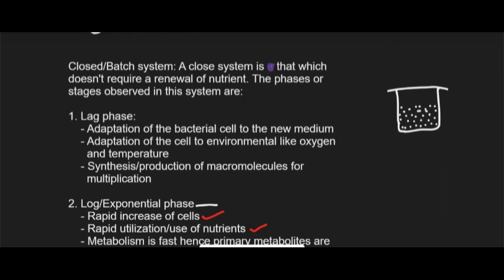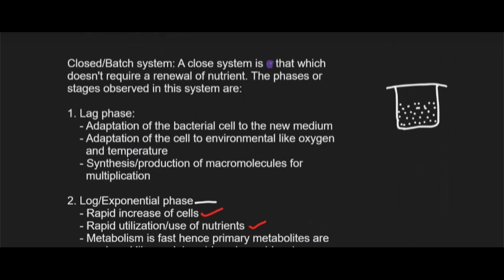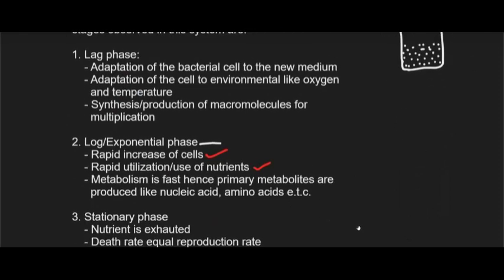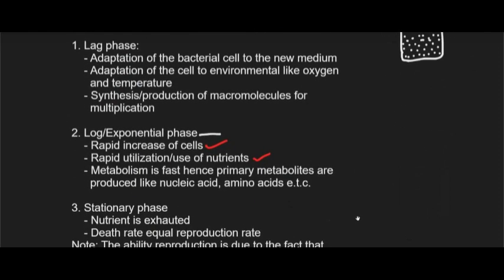Now, once that is done, what happens? Metabolism becomes faster, right? Because there will be synthesis of primary metabolites like nucleic acid, right? Like amino acid, and so on and so forth, right? Now, the third stage is your stationary phase, when food is exhausted, right?